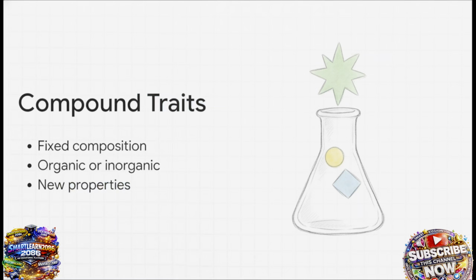Now, while compounds always have a fixed composition and can be organic, meaning they contain carbon, or inorganic, the absolute most crucial takeaway here is that entirely new properties are formed. When elements combine chemically, they don't just blend their traits together. They transform into something utterly different. And those original elements can only be forced apart again through intense chemical methods.